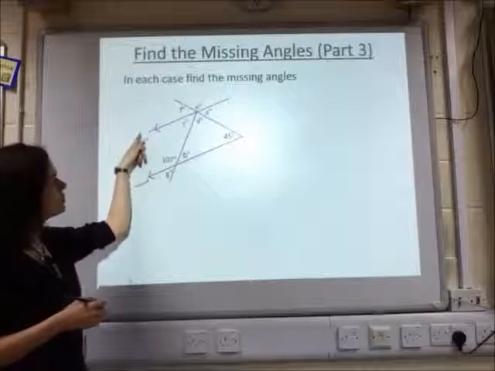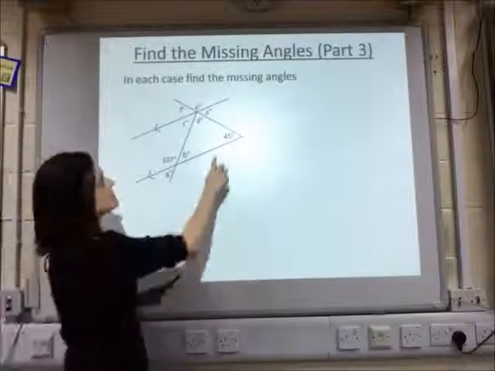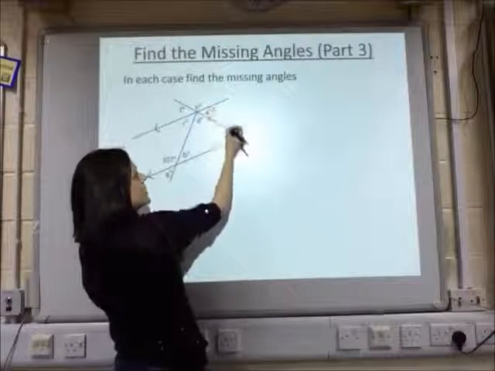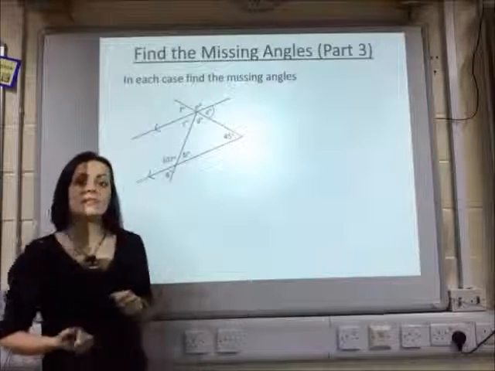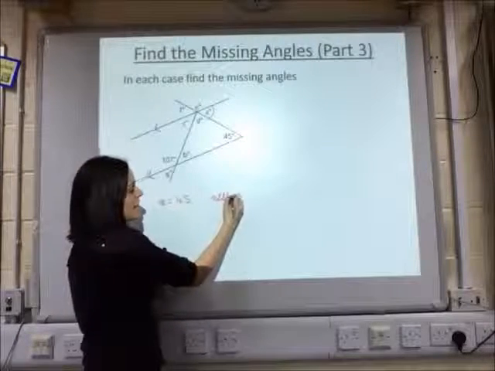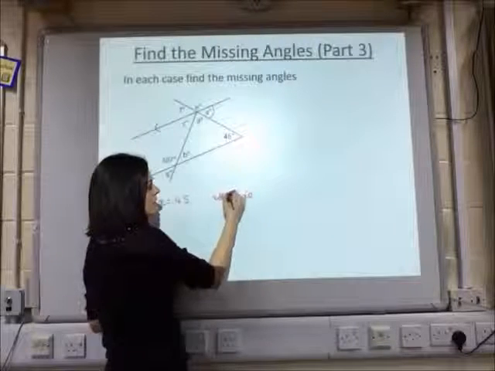I can see these two lines are parallel, and that means in my Z shape here, that angle A is alternate to the 45 degrees. So A is 45 because alternate angles are equal.